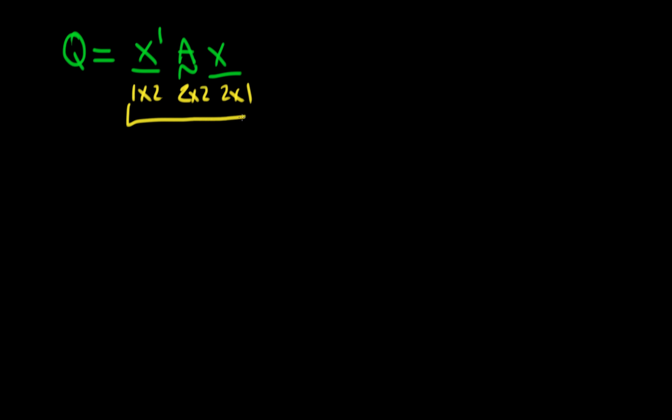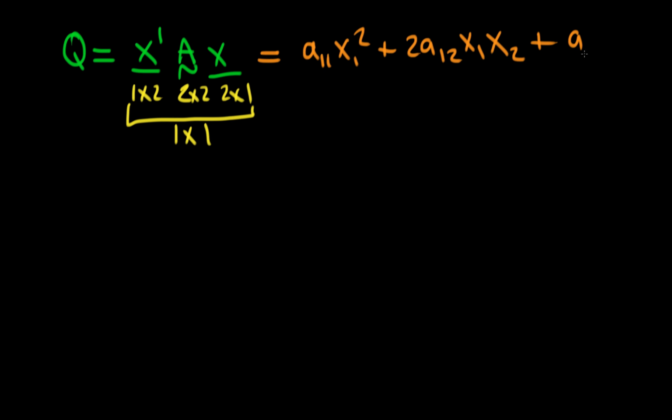And using the rules of matrix multiplication, we found that this was going to be a scalar at the end. And we derived the form of what this explicit product was. It was just equal to A11 times x1 squared plus 2A12 x1 x2 plus A22 x2 squared.